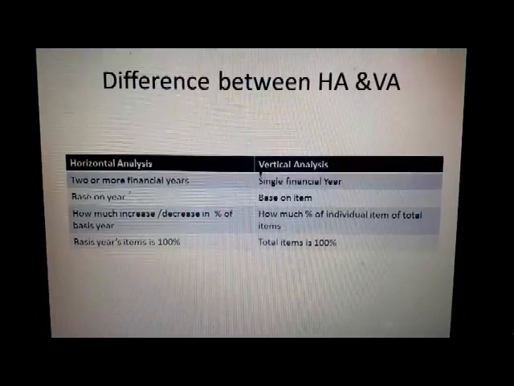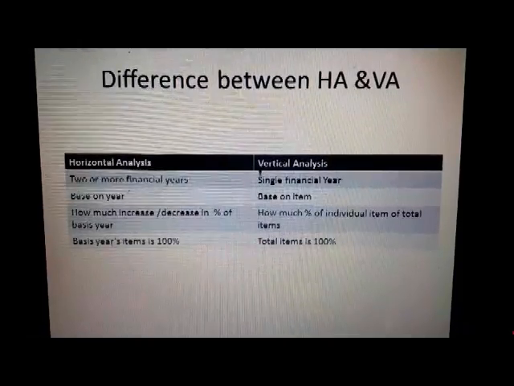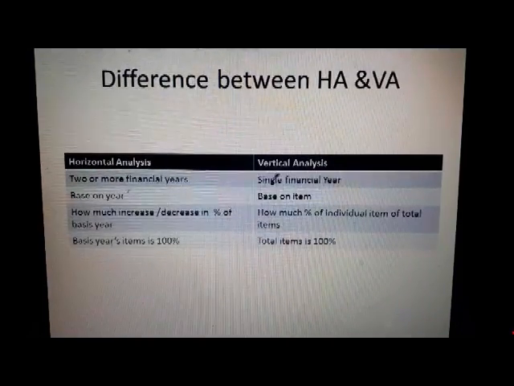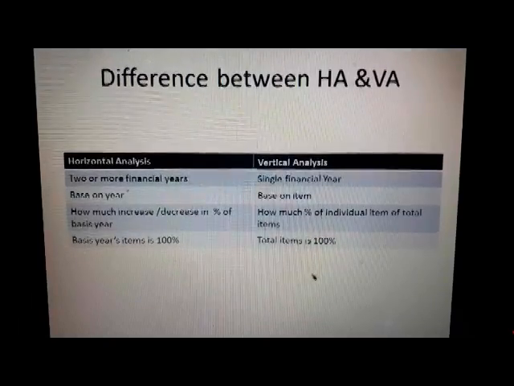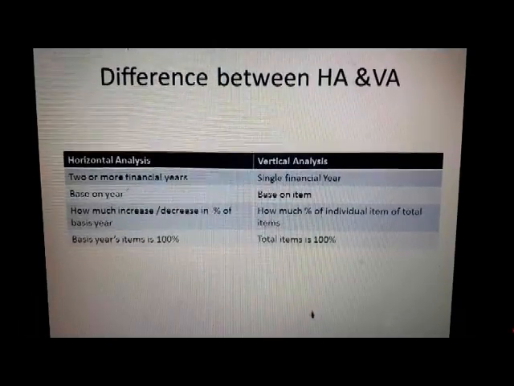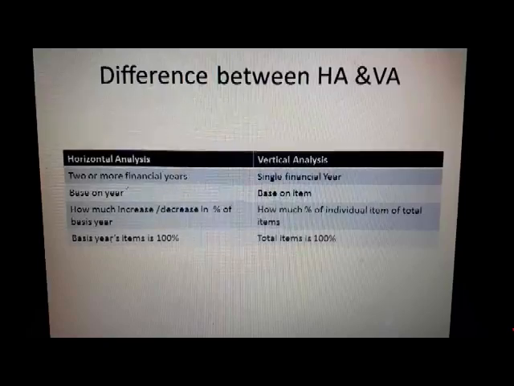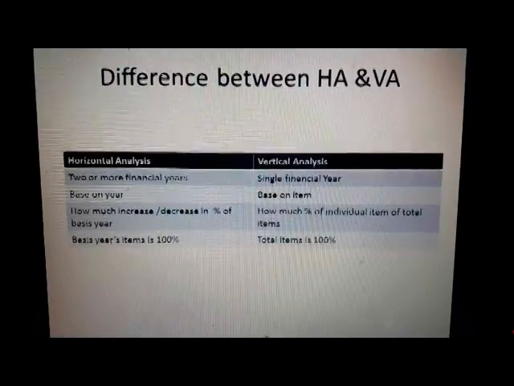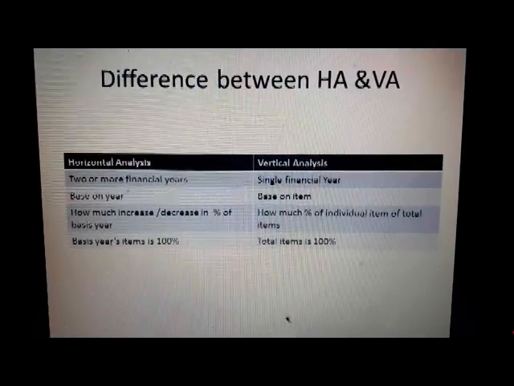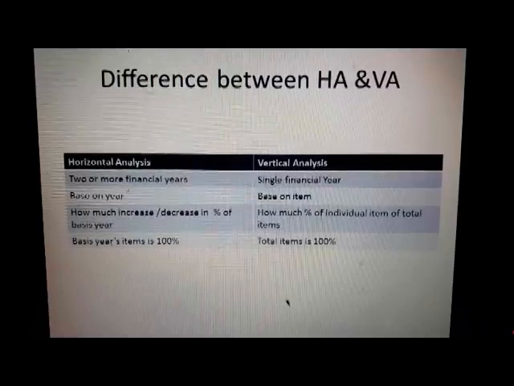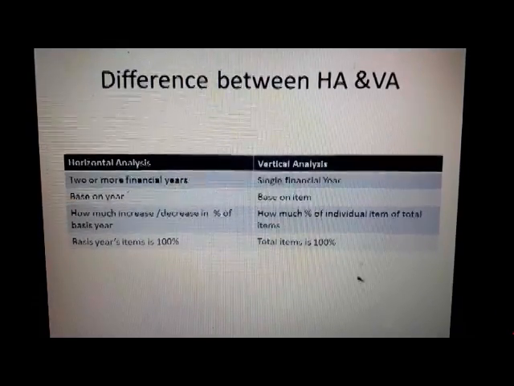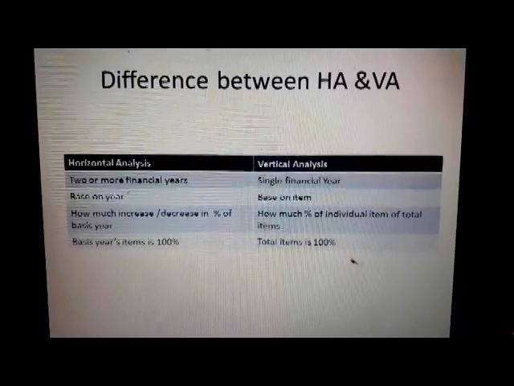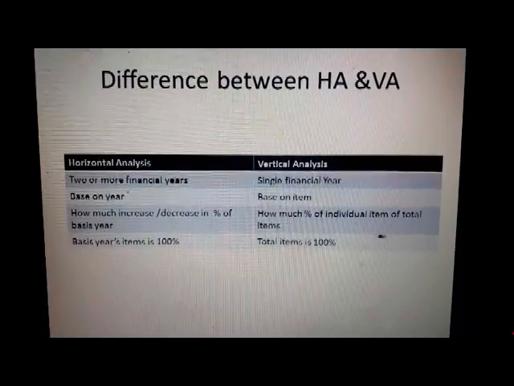So there is a difference between horizontal analysis and vertical analysis. In horizontal analysis we need more financial years, but in vertical analysis only a single financial year, based on year and based on item. So how much increase and decrease is considered horizontal analysis, and for vertical analysis we just need the total items as 100% and then how much percentage each individual item is.